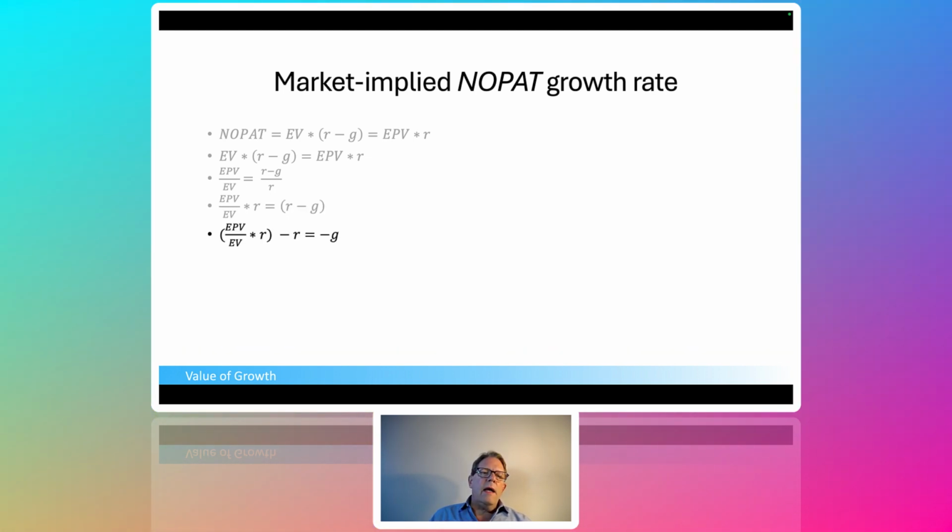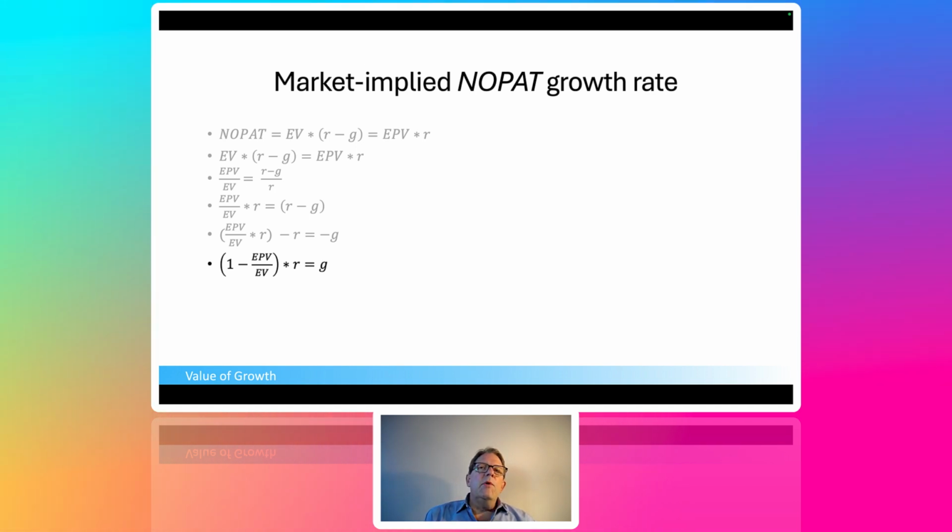All right, I can then move that second R to the left side of the equation. I then have earnings per value divided by enterprise value times R minus R equals minus G. I want to get rid of the minus sign, so I have 1 minus earnings per value divided by EV times R equals G. So I've now defined G.